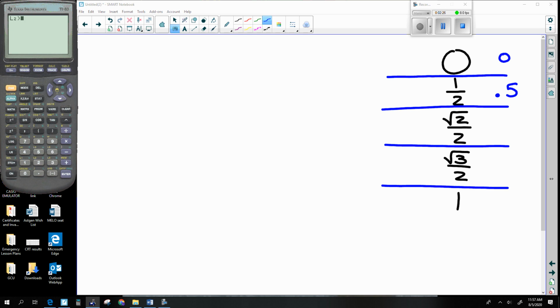square root 2 over 2 is 0.7071, square root 3 over 2 is 0.8660, and 1. So as I said, these things are in an increasing fashion.